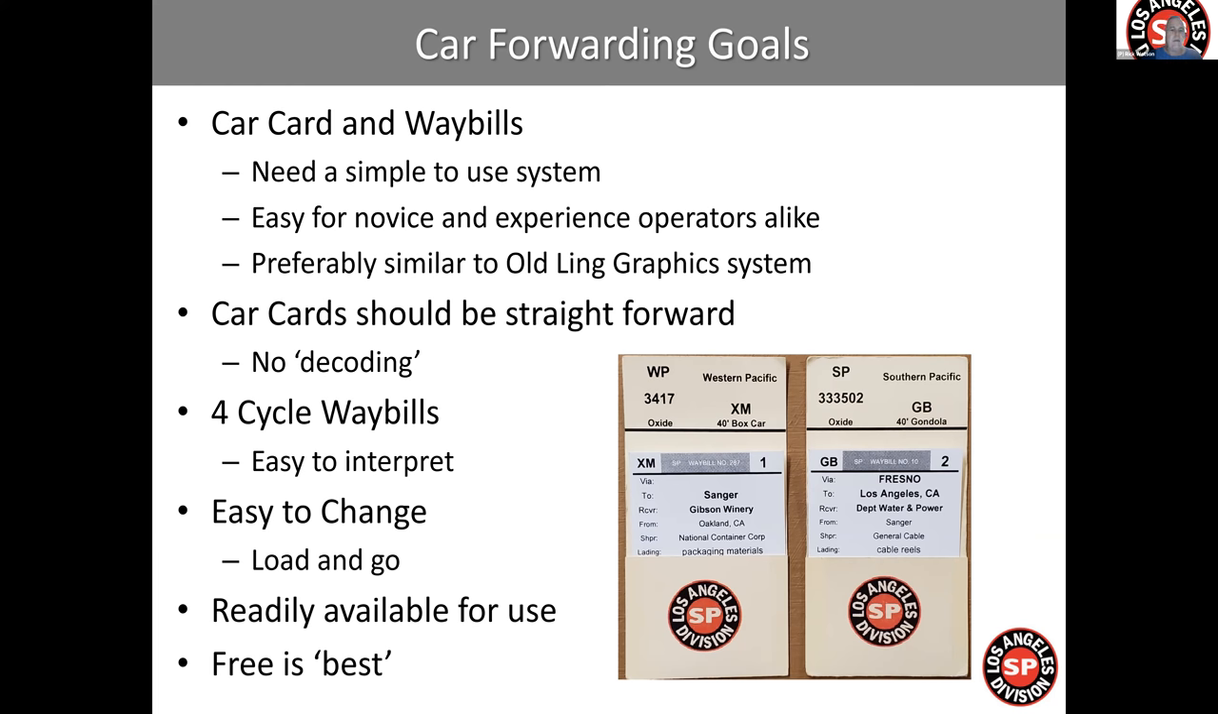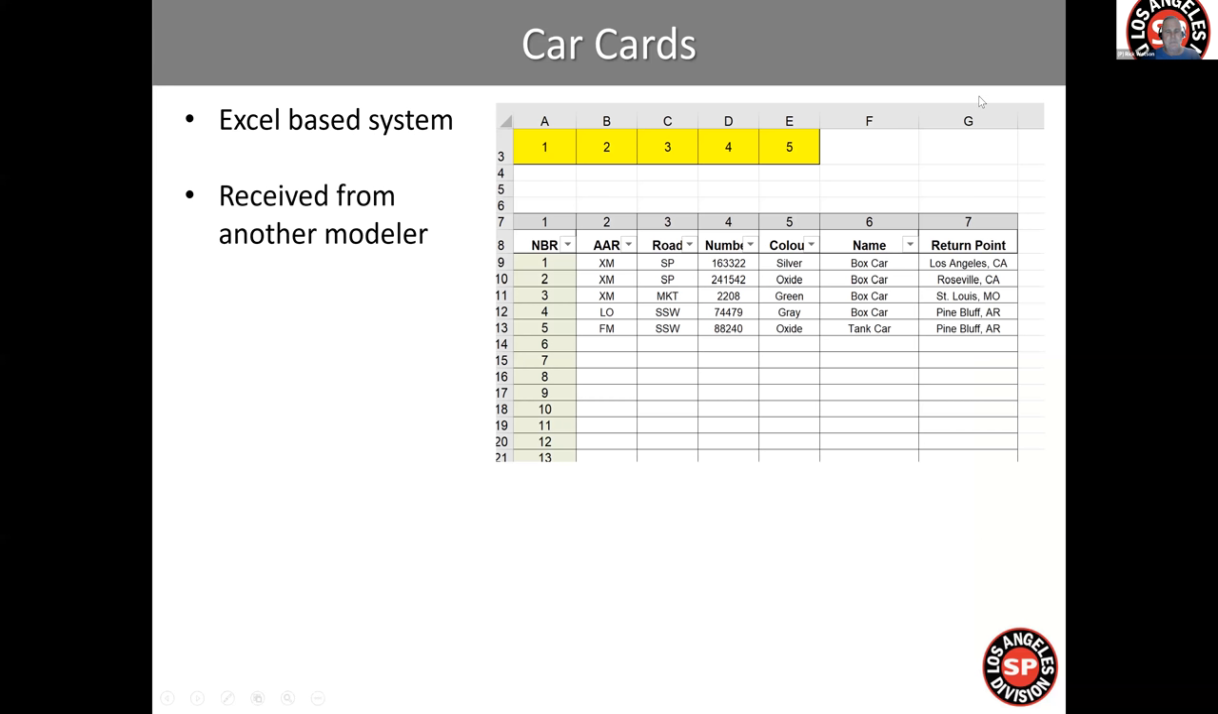So with that, I was given an Excel-based system, received it from another modeler. It's the one that went around, somebody in Germany had created it. And so what I took was the original version that was given. I will apologize first because I couldn't find the original version. I cut it back to what I believed was the original version. And you can see you've got what the waybill number is, the car card number is, you've got the AAR code, the road, the number, color, the name, what type of car it is, and then the return point. And then the yellow bar across is your printing index.